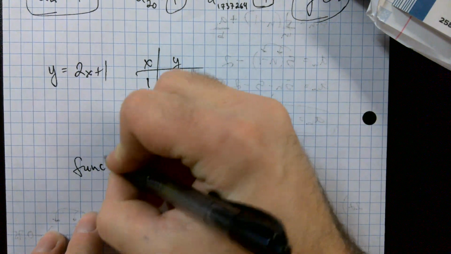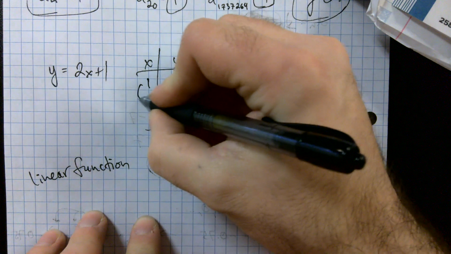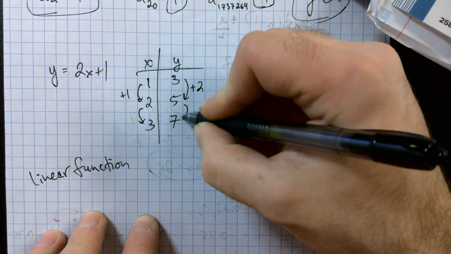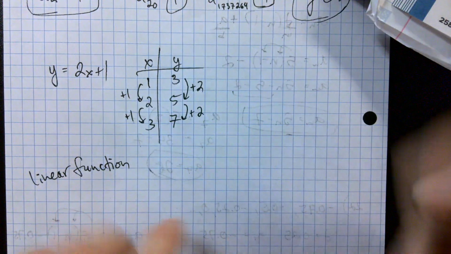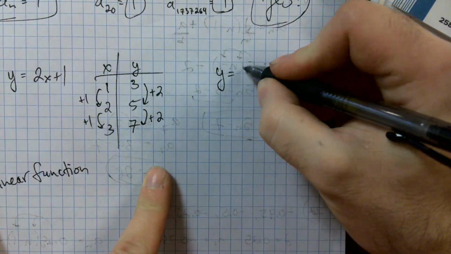This is a function. Not just any function, but a linear function, because my change in x is the same from point to point, and my change in y is the same. This is just a brief little review, right? Everybody with me so far? Yeah? What if I had y is equal to 5?